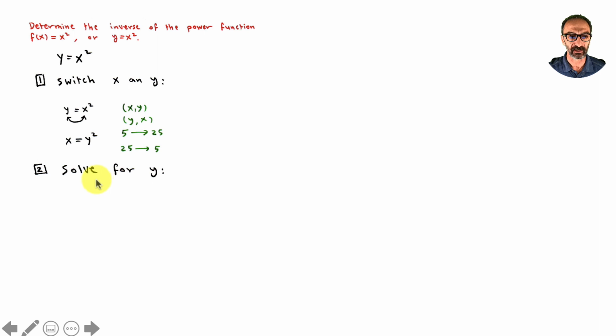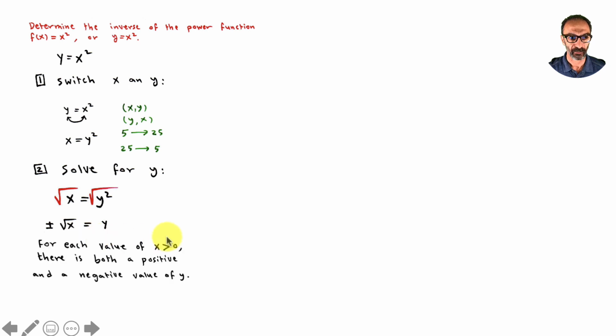Now the new y, we need to solve for it. Applying the square root to both sides, I get y equals plus minus square root of x. For each value of x greater than 0, there is both a positive and a negative value of y. Anything you plug in here with a plus minus is going to give you two answers. The graph is going to support that in just a second. So we have y equals plus minus square root of x.